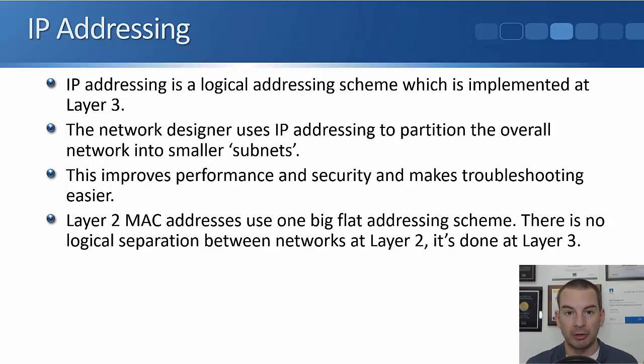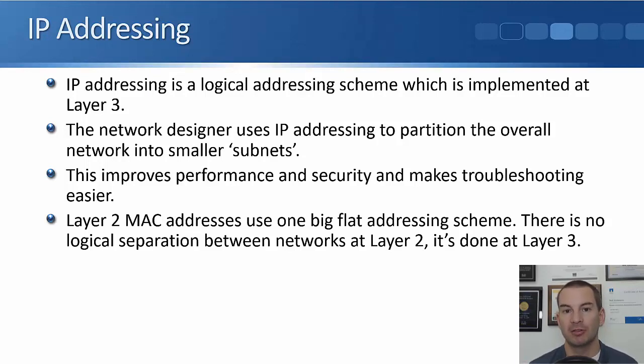So that's our layer 3 addressing, uses IP addresses. At layer 2, which we'll get to soon in the next section, we have MAC addresses if we're using Ethernet. IP addresses layer 3, MAC addresses layer 2. IP address is a logical addressing scheme. MAC addresses are just one big flat global addressing scheme.